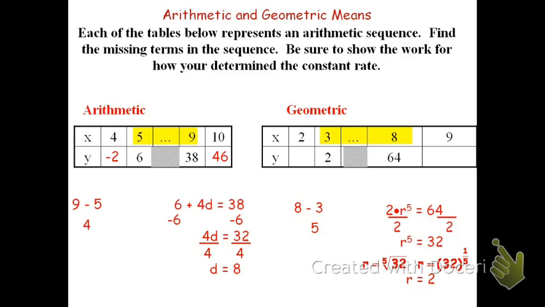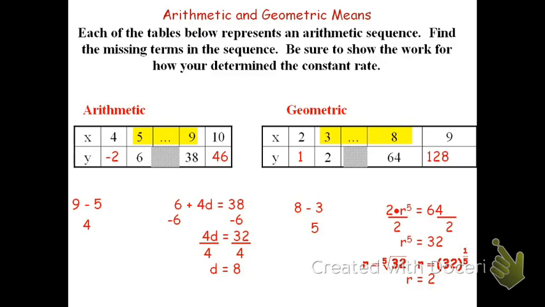To find the missing terms, I will need to multiply 64 times 2 to get the 9th term, and to find the second term, I will take 2 and divide by 2 because I'm going the other direction. I need to use the opposite of multiplying. Again, 2 divided by 2 is 1. 64 times 2 is 128. These fill in the missing terms.